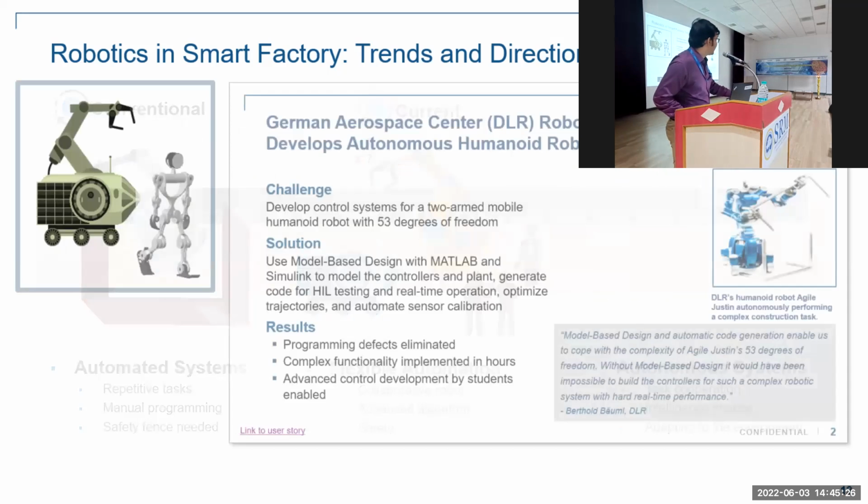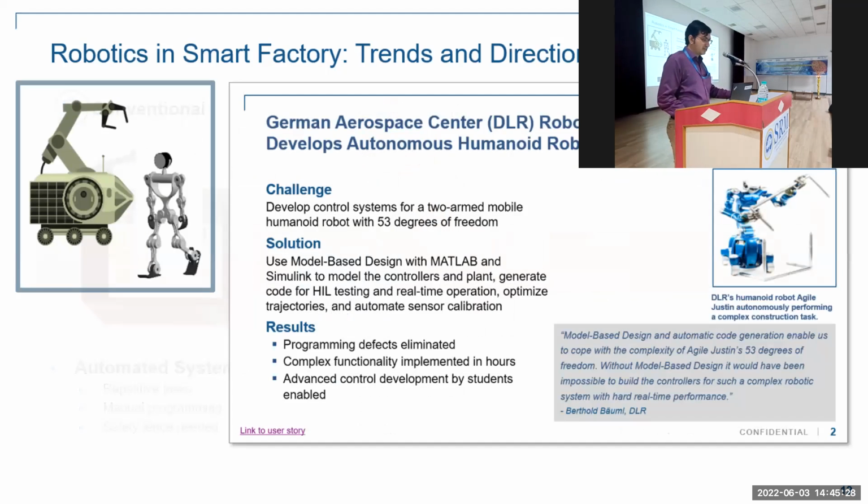Just to give an example, this is a particular robotic system that was developed at the German Aerospace Center. It is a humanoid robot specifically, which has hands which can do certain tasks. So let's look at how this particular robot is functioning.